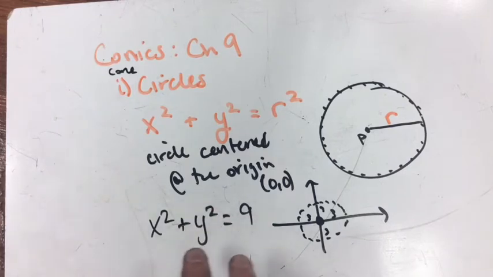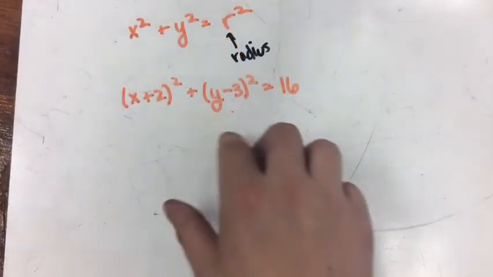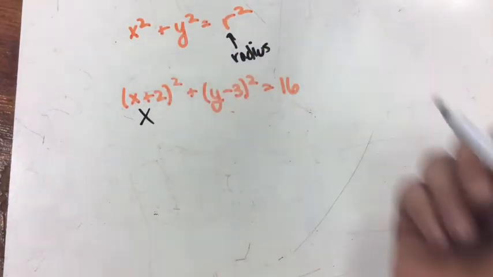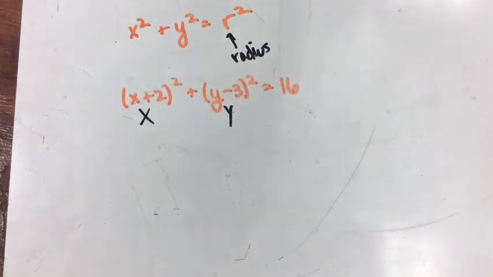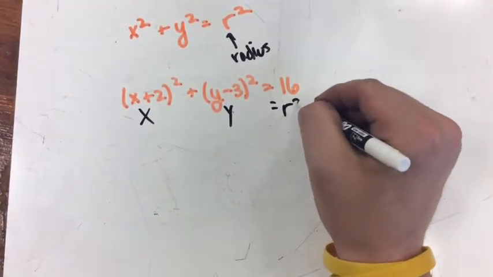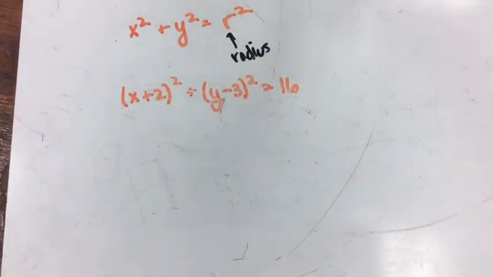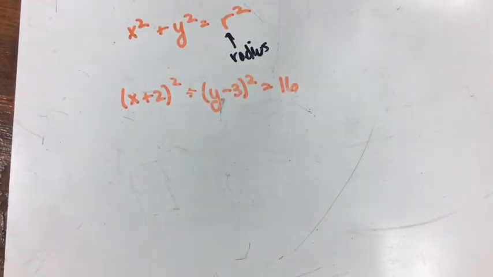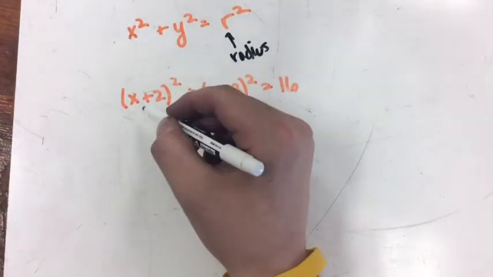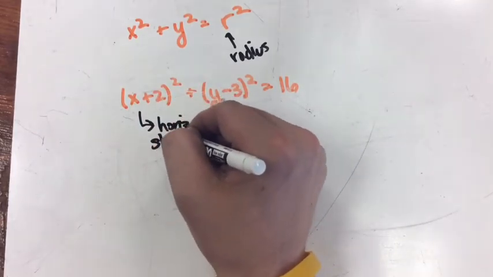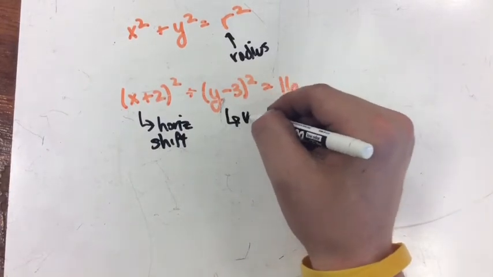Okay, now if the circle isn't at the origin, things start to happen. It starts to shift, and I'll show you what the shift looks like. You might see equations of circles that look like this. This is still a circle because this is some big X squared plus some big Y squared equals some radius squared. But instead of being centered at the origin, these plus 2 and this minus 3 here shift things, okay? X deals with a horizontal shift, and y deals with the vertical shift.